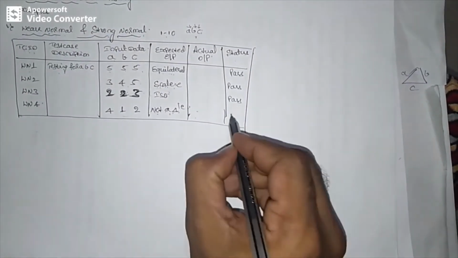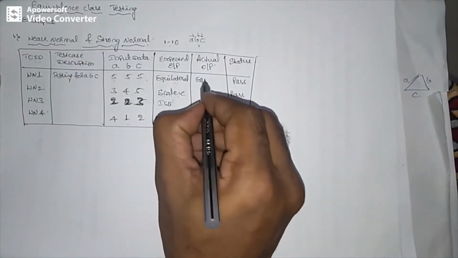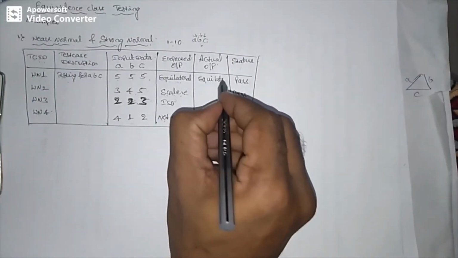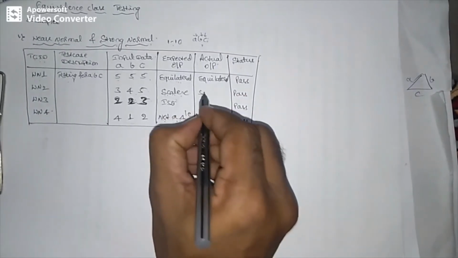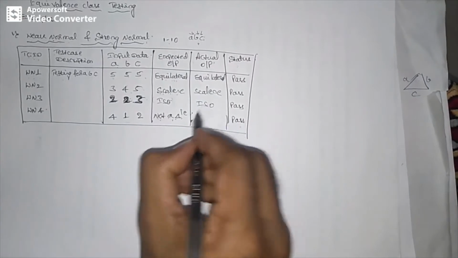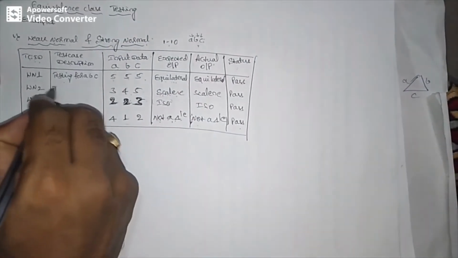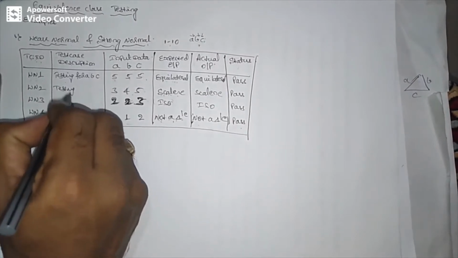Here all the test cases pass, so I'll write pass, pass, pass. It will be pass when you are getting the expected output result, like equilateral triangle, scalene triangle, isosceles triangle, or else not a triangle. This is how we are writing the test cases.